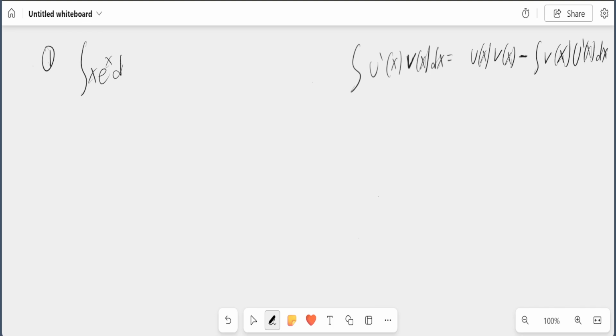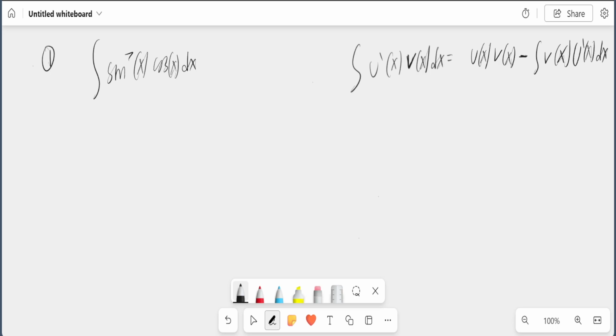Yeah, number 1 is good for parts, so I can show what I'm talking about. Oh, I thought I was talking about the first review problem on integration by parts. Oh, sine 7x, okay. Yeah, we can do that one too. So we want to integrate sine to the 7th of x cosine x dx.